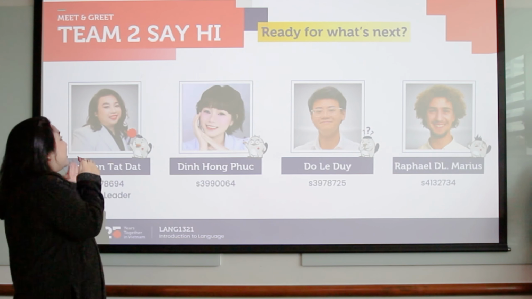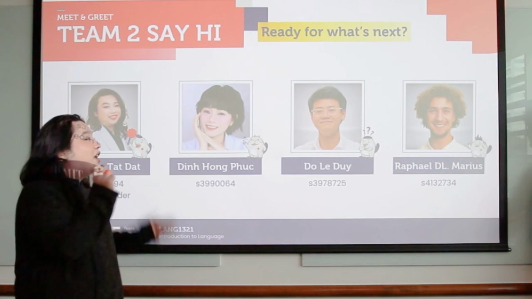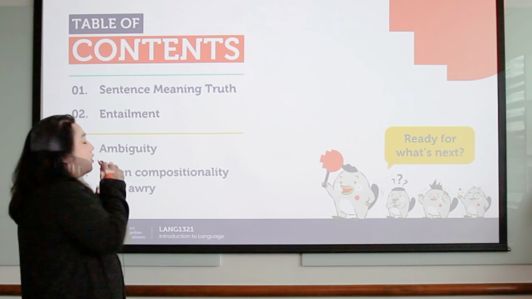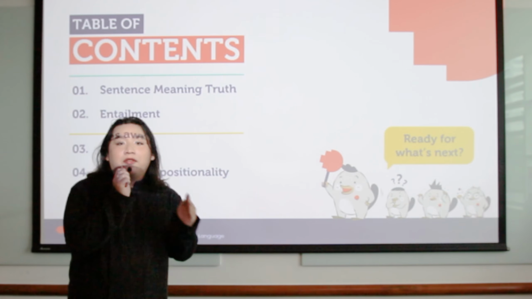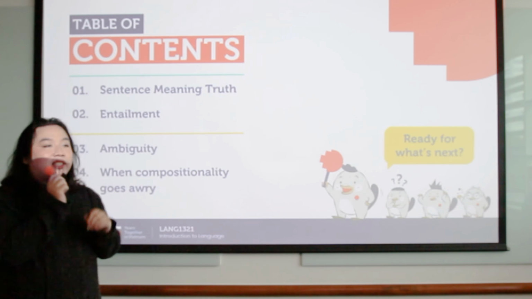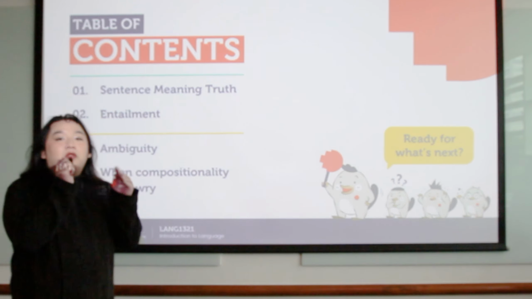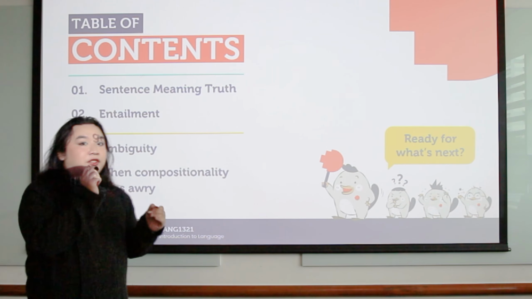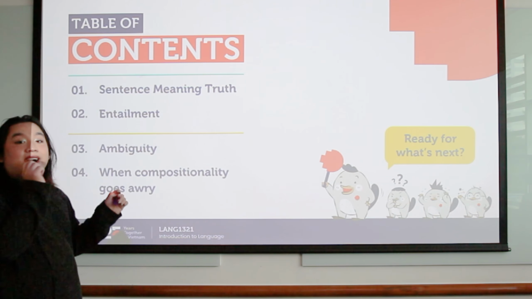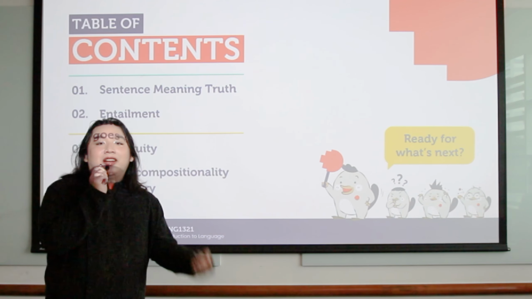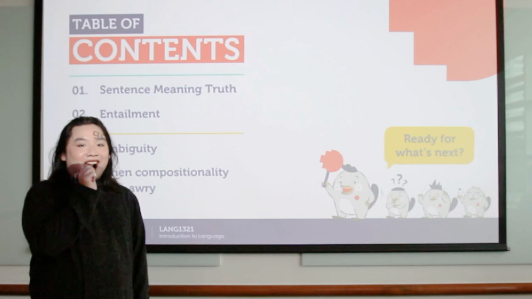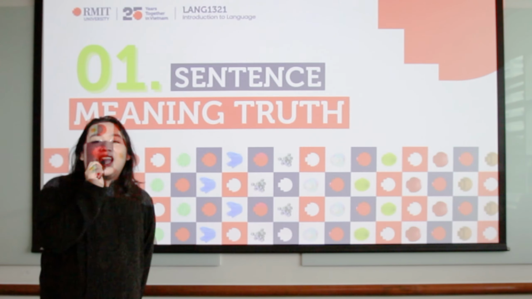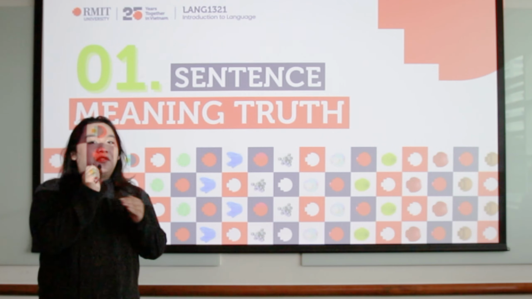And once again, this is us, Team 2 Say Hi. Our focus will have 4 parts. For the first part, sentence meaning truth, it will be presented by our foreign friend, Raphael. Moving to the next part, entailment, Yui will be taking responsibility for this part. The ambiguity part will be presented by our friend Irene. And then I will take care of the final part, when compositionality goes awry. Okay, so let's jump to the very first part.